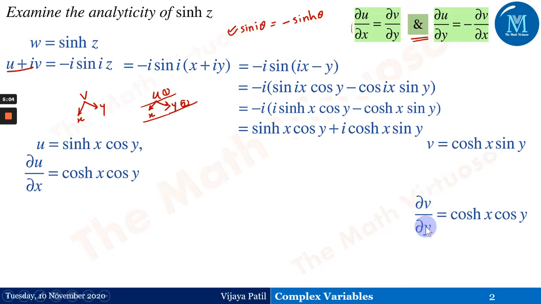So dou v upon dou y will give me, at this differentiation, I have to keep x constant. So cos hyperbolic x is a constant term we have to consider. We have to differentiate only sine y with respect to y. That will give me cos of y. And therefore, if you observe, dou u upon dou x is exactly the same as dou v upon dou y. That means we have got the first condition.